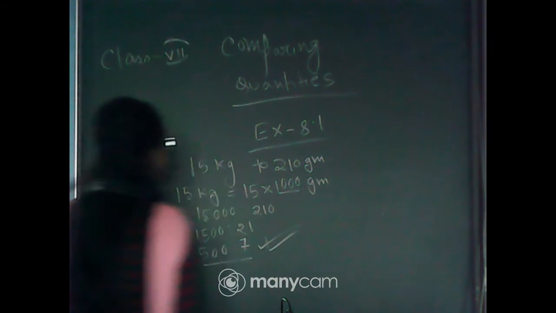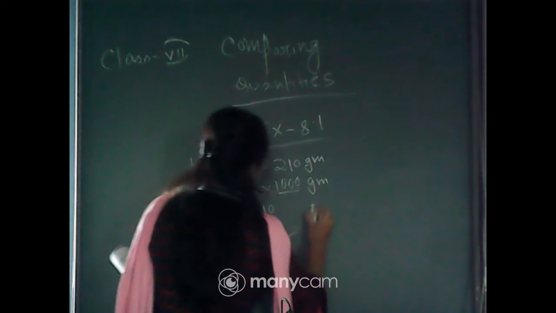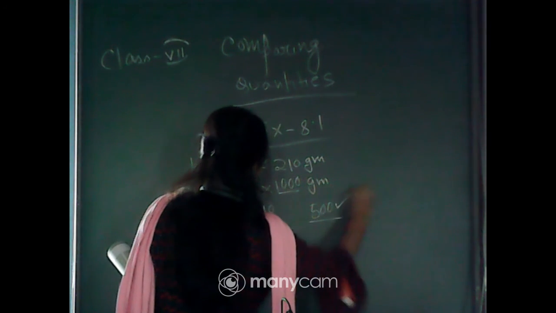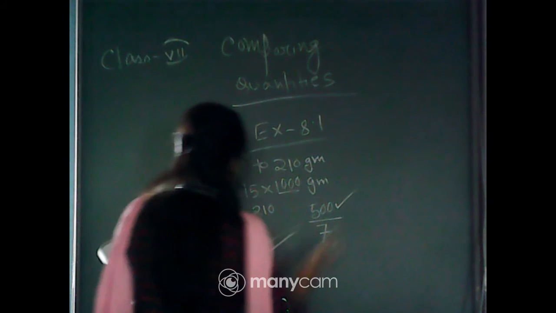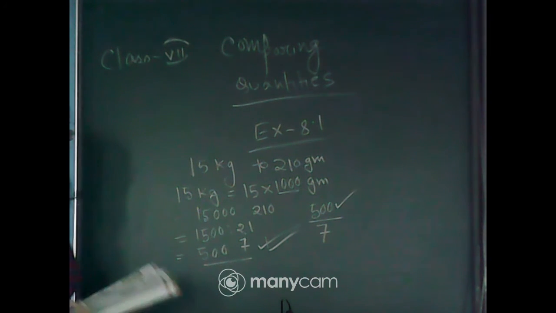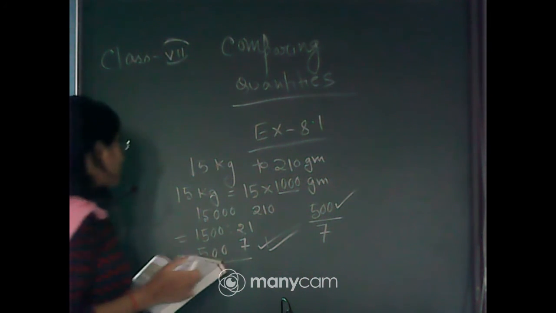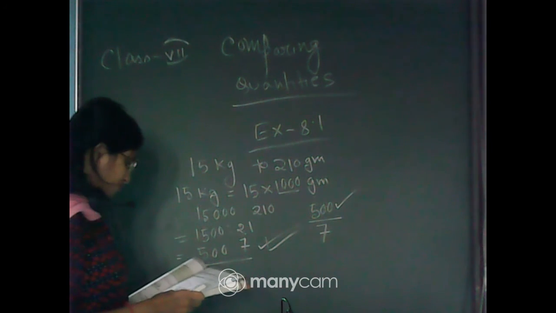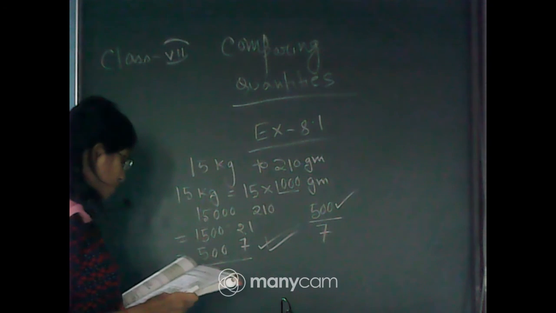This is the simplest form, since the numerator 500 and the denominator 7 have no common factor except 1. Therefore, the required ratio is equal to 500 is to 7.